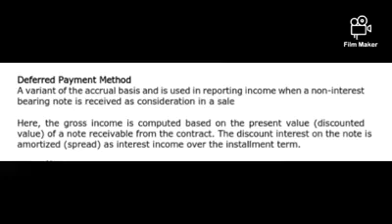This method is a variant of the accrual basis and is used in reporting income when a non-interest bearing note is received as consideration in a sale. So here, the gross income is computed based on the present value or the discounted value of a note receivable from the contract. The discount interest on the note is amortized or spread as interest income over the installment term.